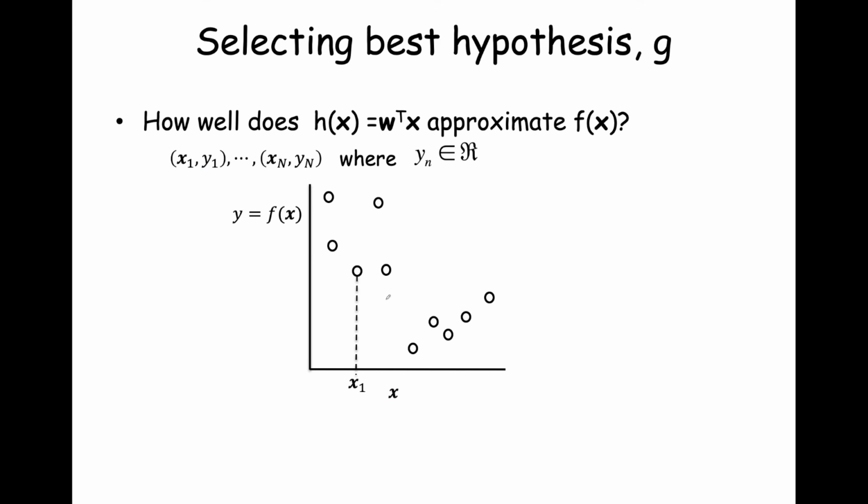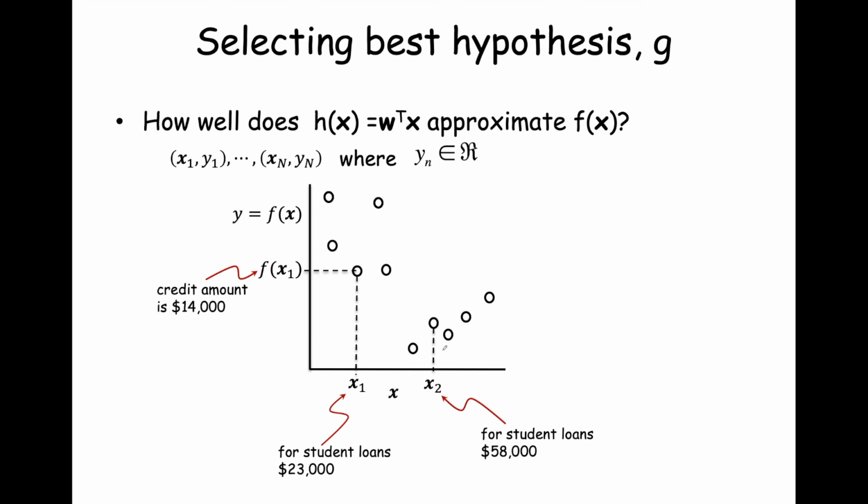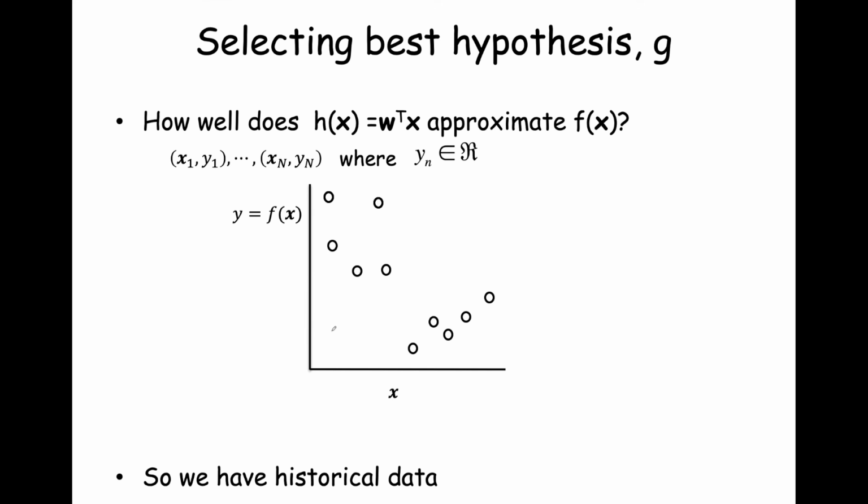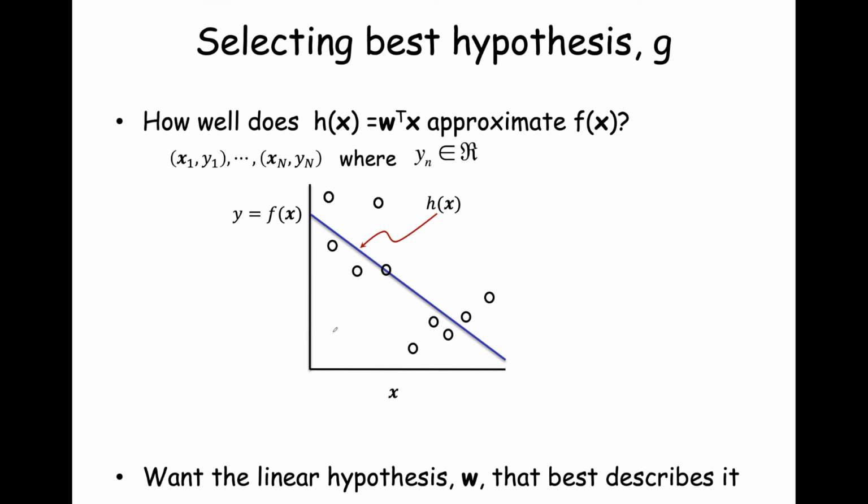And so these are some customers. Let's imagine customer x1 has a certain amount of student loan debt, maybe $23,000, and maybe the credit amount extended to that person was a credit line of $14,000. Let's say for this other student, their student loan debt is bigger, $58,000, and the credit amount extended to that person, credit line, was $6,000. Now, of course, we have our set of historical data, and now we want to find our line on the plane, our linear model, that most closely mimics these labels, these real valued quantities on the vertical axis. And this is going to be our h of x.